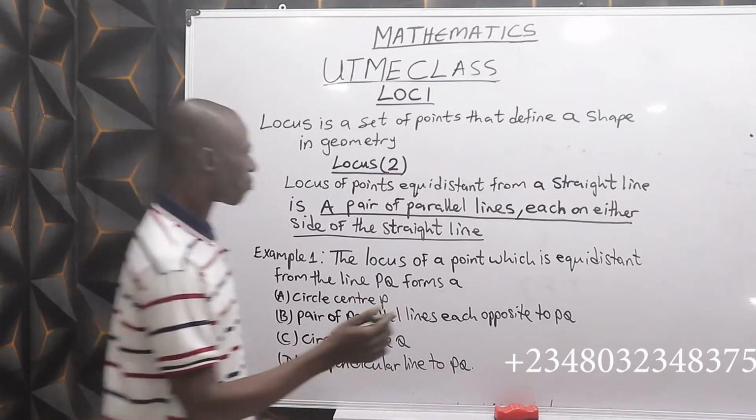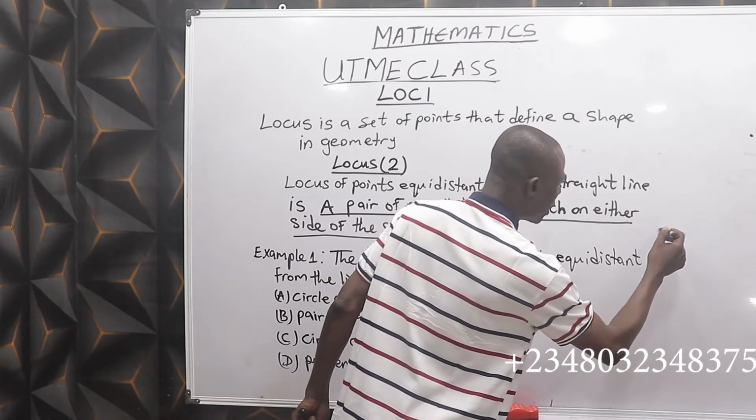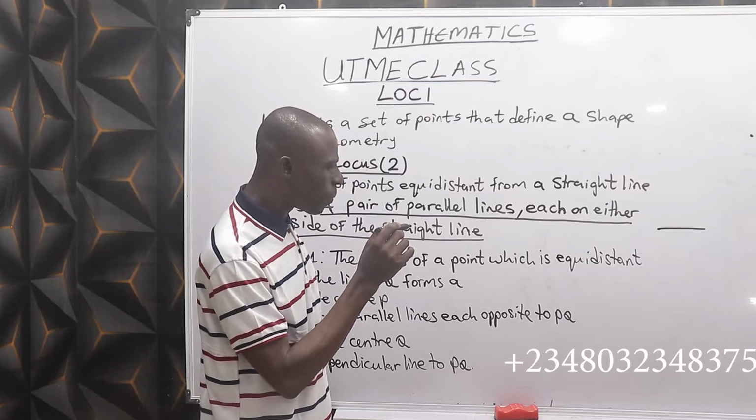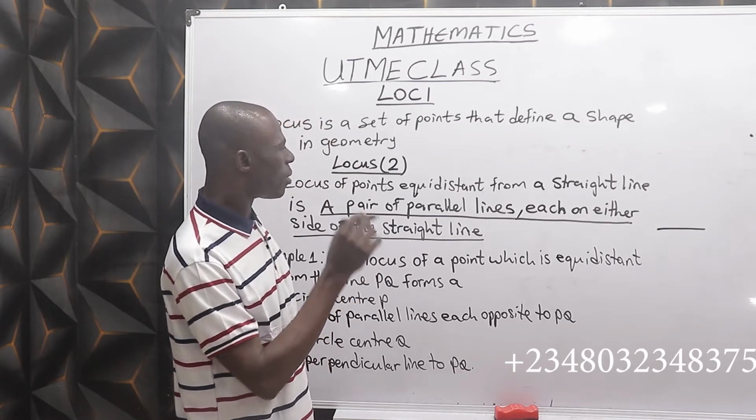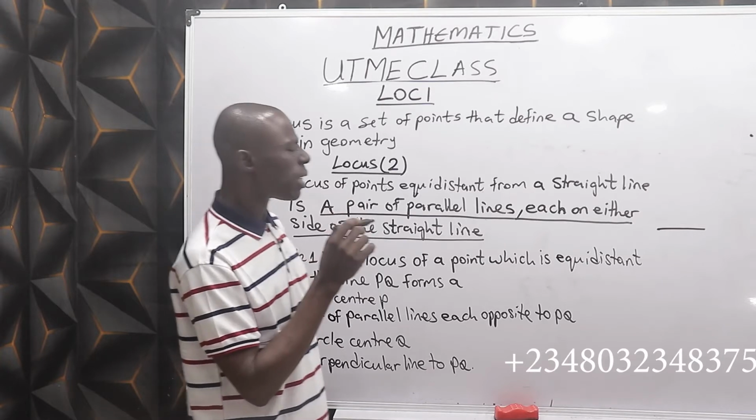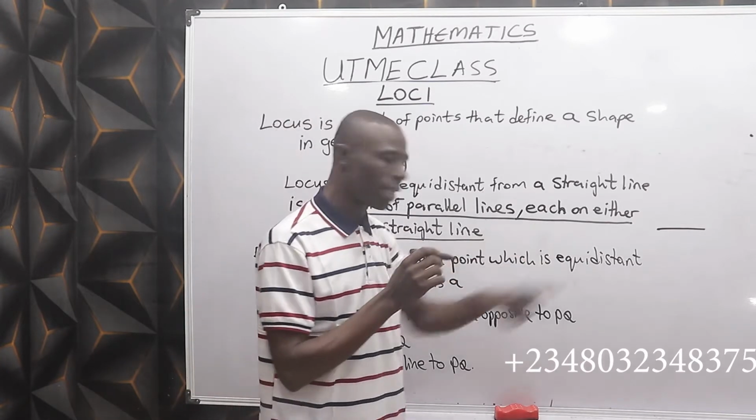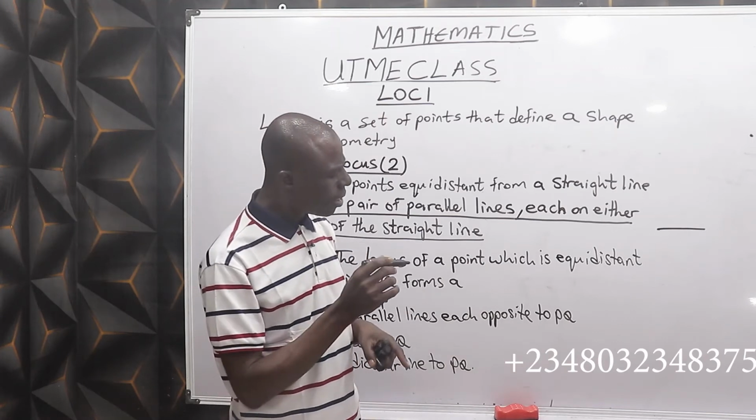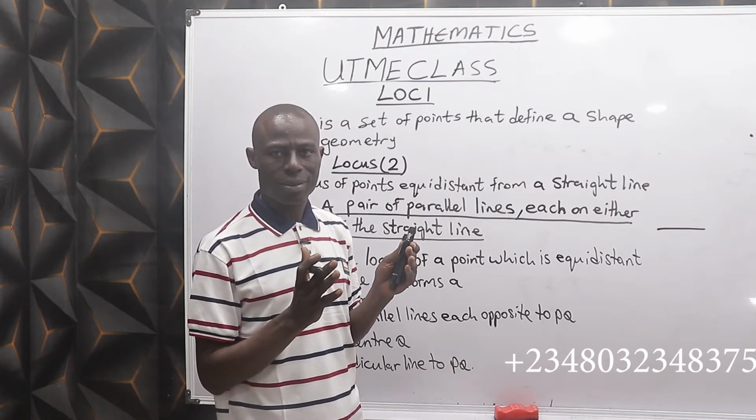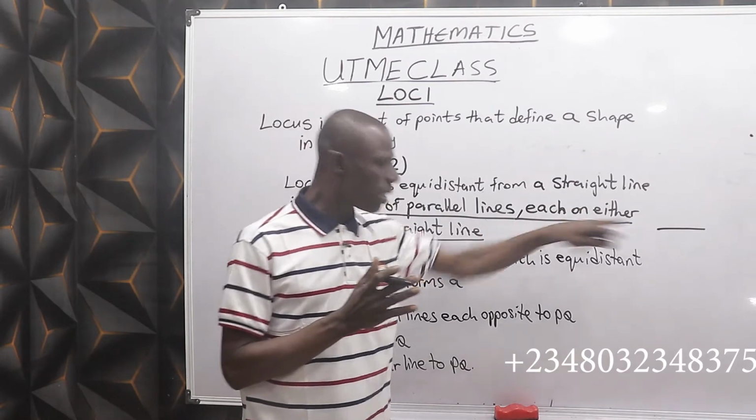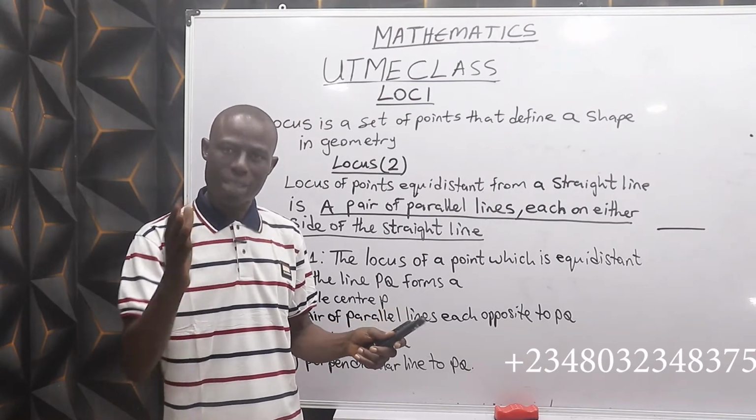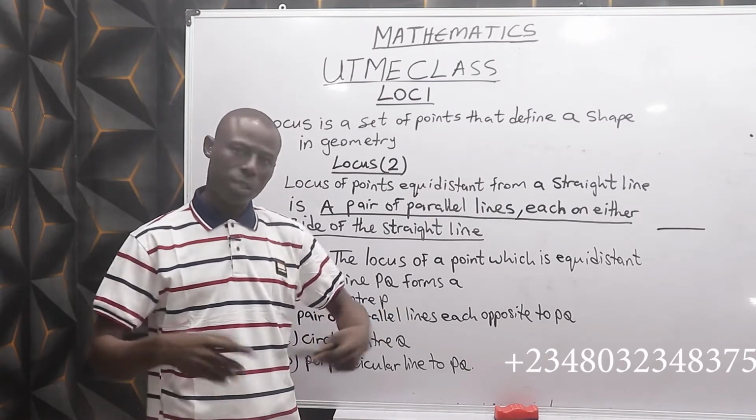This is what I mean. This is a straight line. That straight line, any locus of point that will be equidistant from that line will be a pair of parallel lines on either side of this straight line. You know, we say they are equidistant. They have equal distance. Now, let's take a distance. Let me take 5 meters.